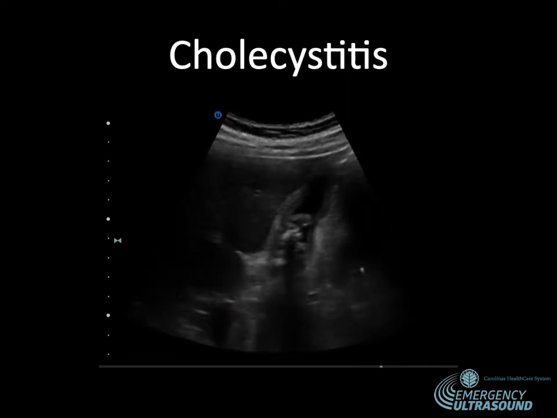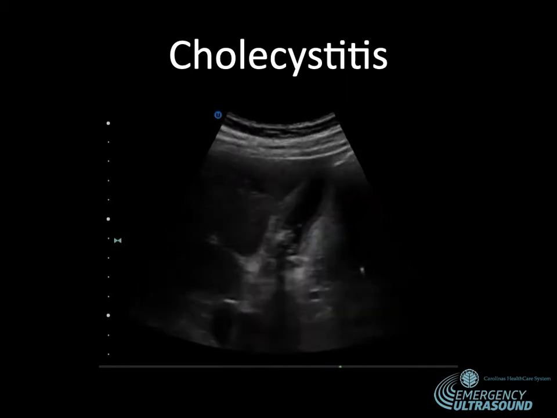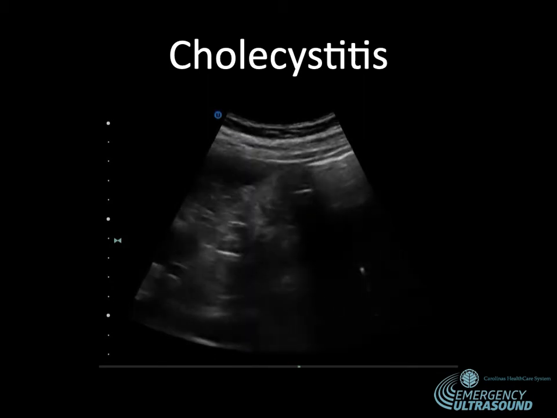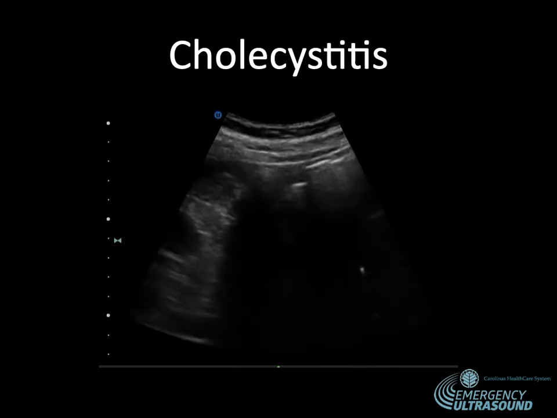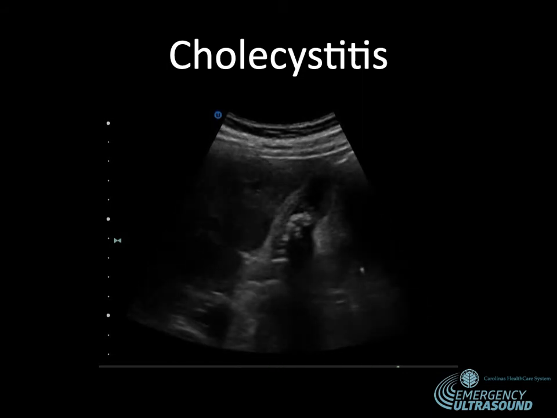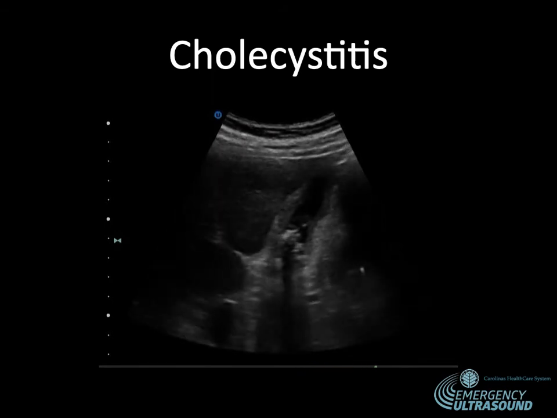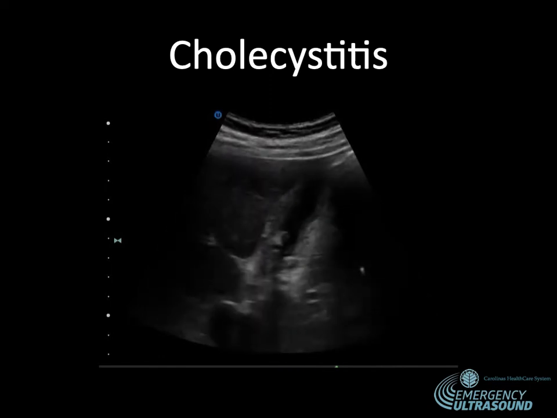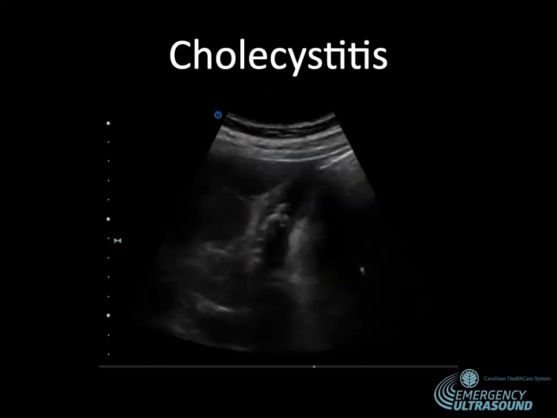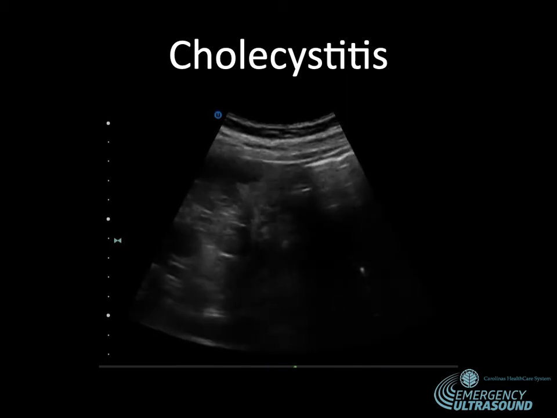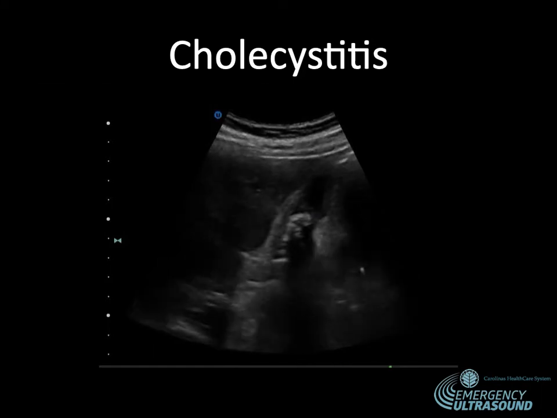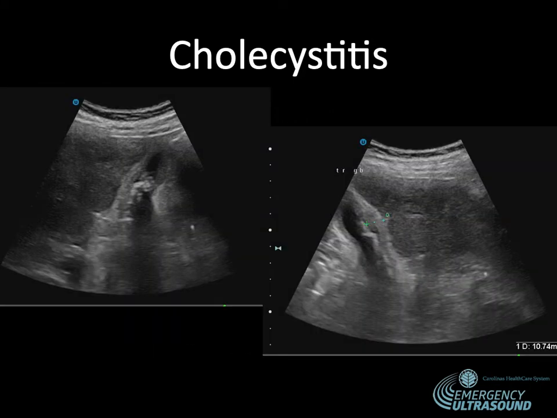Note in this video how thick the wall appears. It's just really thick, and then we see a bunch of stones with shadowing. If you look closely, you might even see a little bit of pericholecystic fluid. There are two big caveats when looking at this ultrasound. Somebody who's recently eaten and has a contracted gallbladder, their wall might be a little bit thicker. And somebody who has ascites is going to have pericholecystic fluid because, well, they have ascites. They have fluid throughout their abdomen. So just be careful.